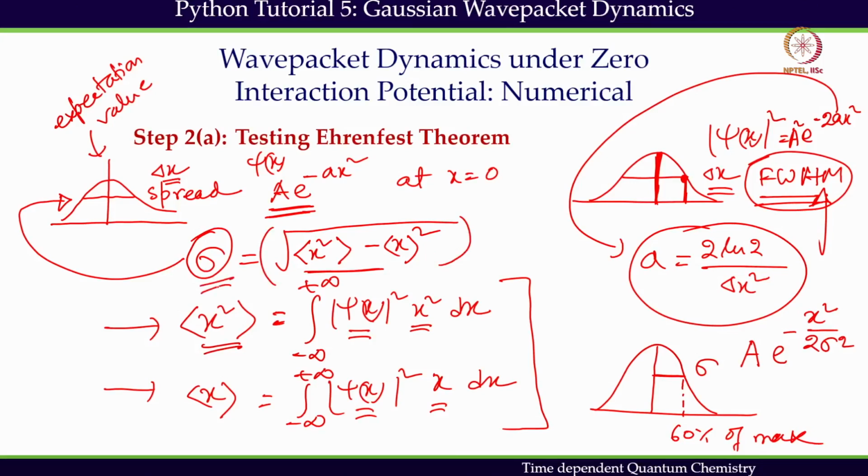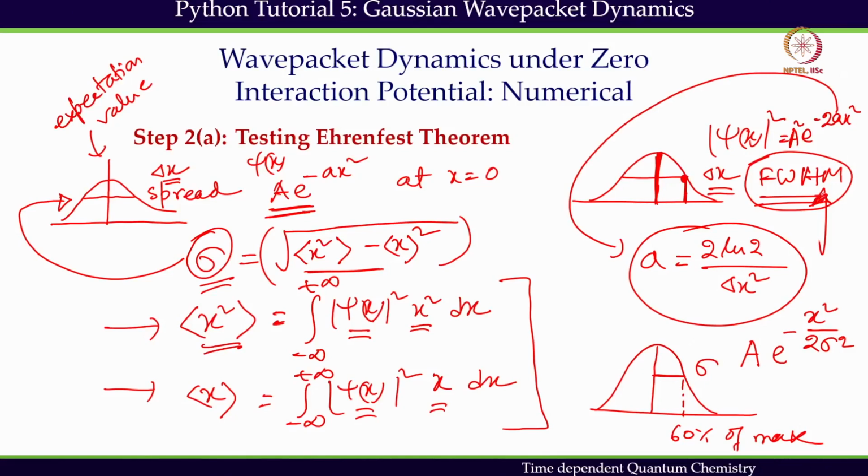So, sigma can be very easily calculated and it can be implemented in Python programming the way we have learned already. And that is the reason why we are going to use sigma to describe the spread of the Gaussian distribution. But the graphical definition of sigma is the following. I repeat one more time.